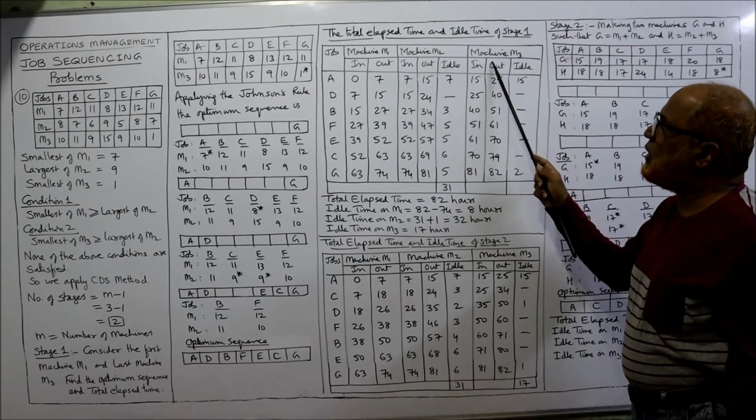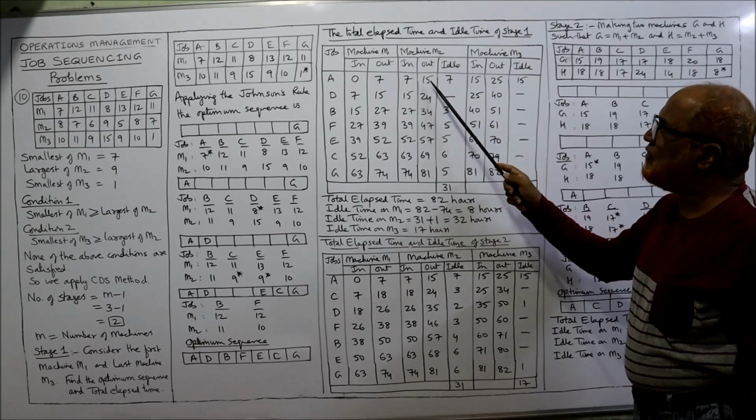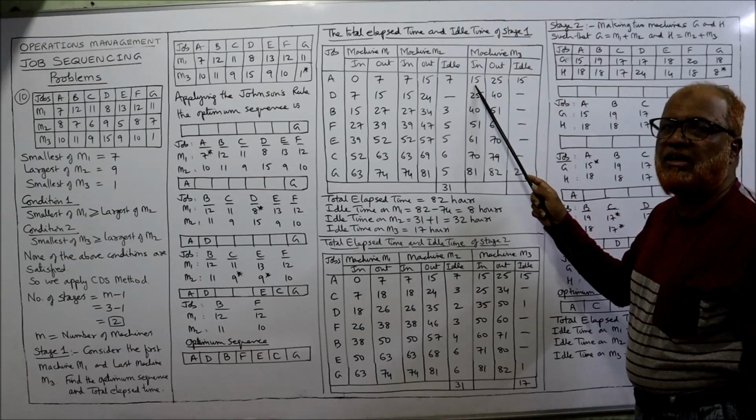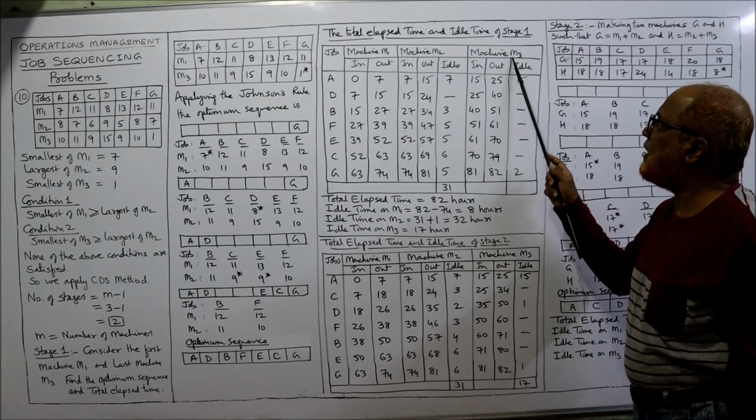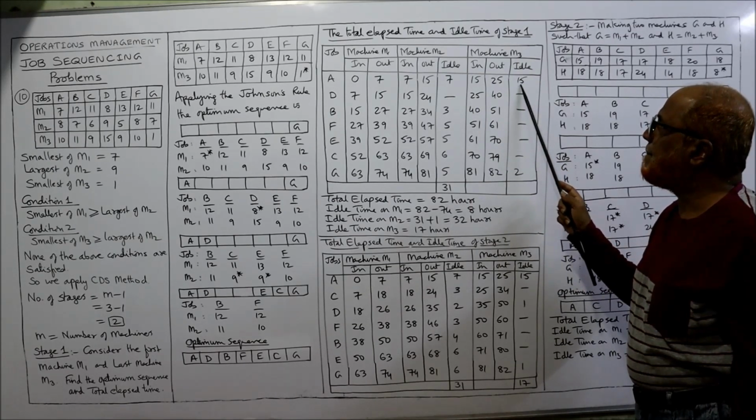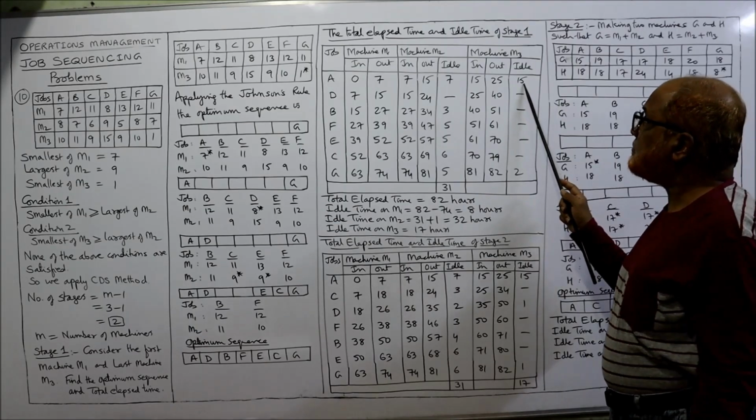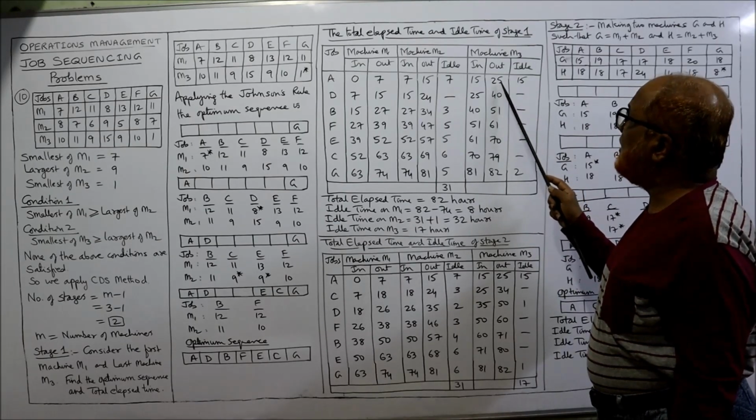Now we are coming to M3. M3 will start only after completing the work of M2, at 15. So the first 15 hours is the idle time for M3. This is the 15, right? Now the out time is 15, 25.